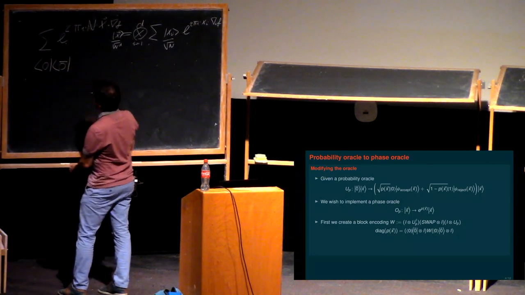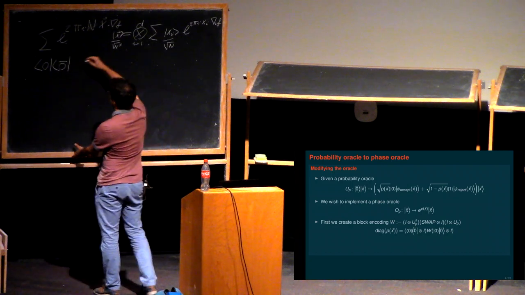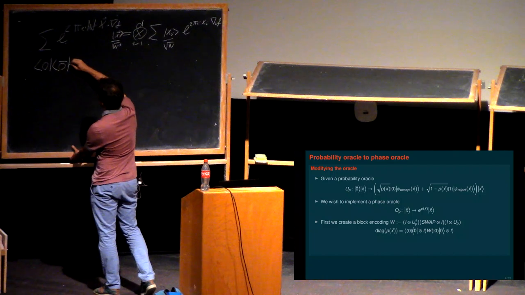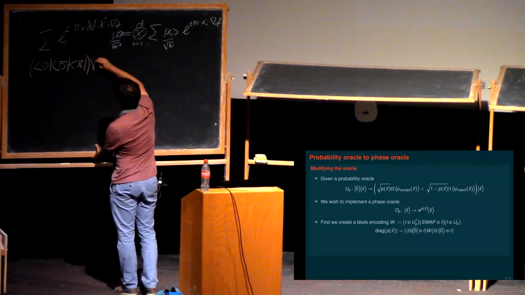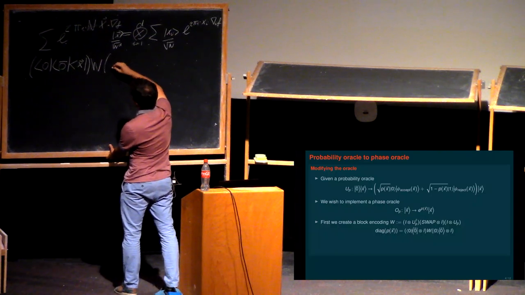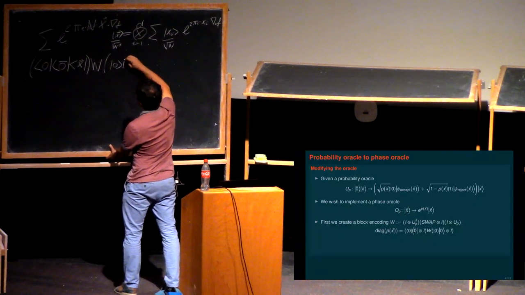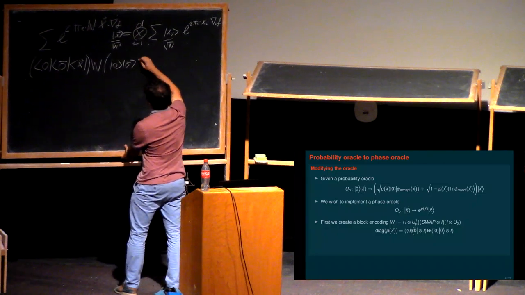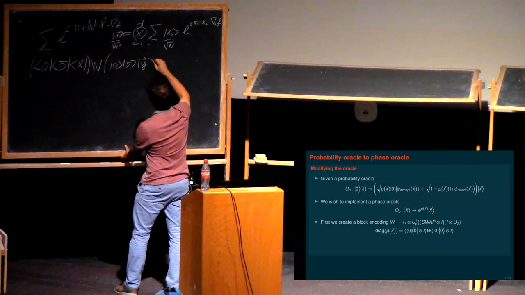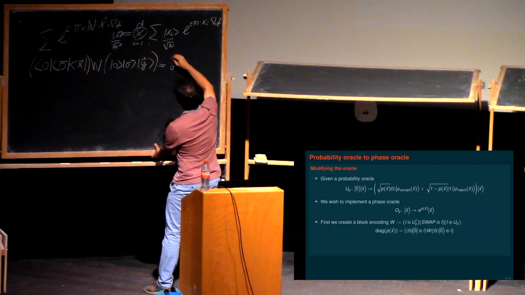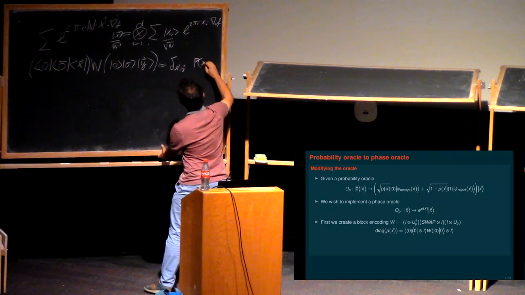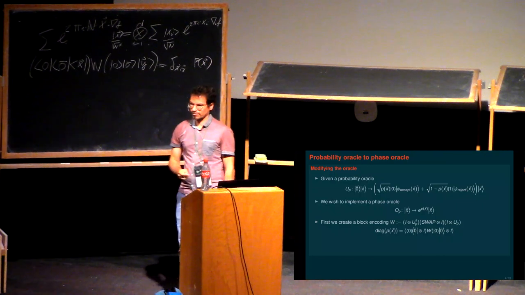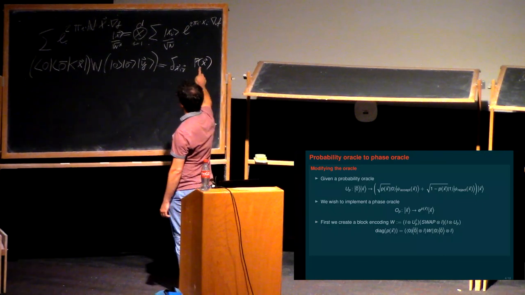So what does it mean that it's a block encoding of this diagonal function? That means the following: if I start with the matrix element of W, which is just x W y, this should be delta x y p of x. This is what it means. It's a diagonal matrix, and p of x is in the middle.